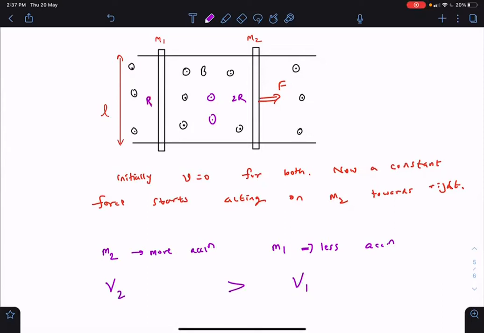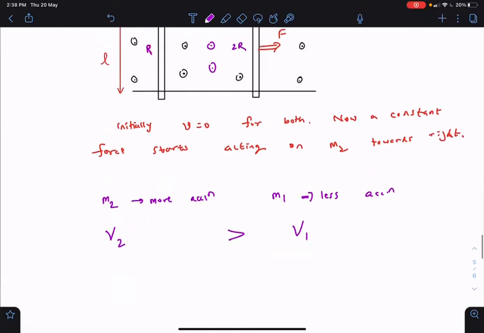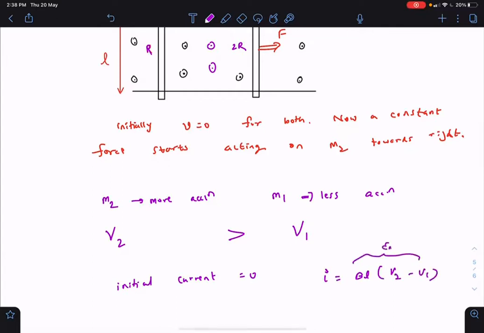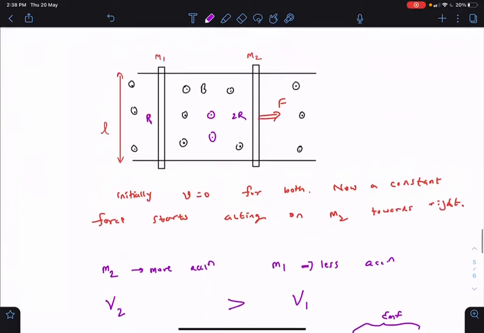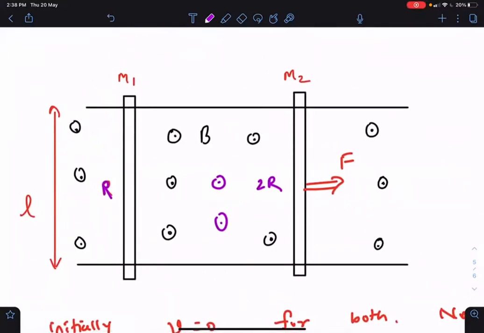Why? Because the force on M1 is almost zero initially. How much is the initial current? Initial current is zero. What is the current, by the way? BL into (V2 minus V1), this is the EMF, divided by total resistance, which you can write as R plus 2R. Initially, there is no current, so there is no force on M1. But there is a force on M2. So because of this force F, M2 will start to accelerate.